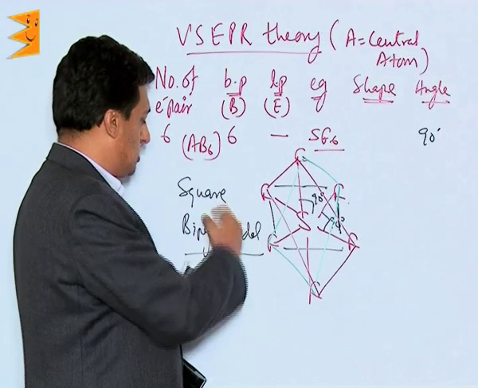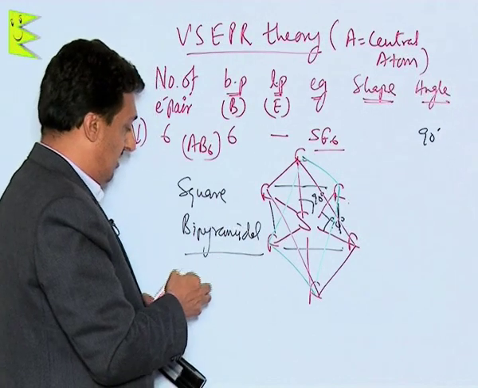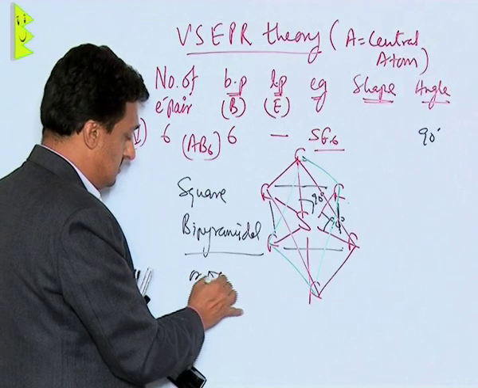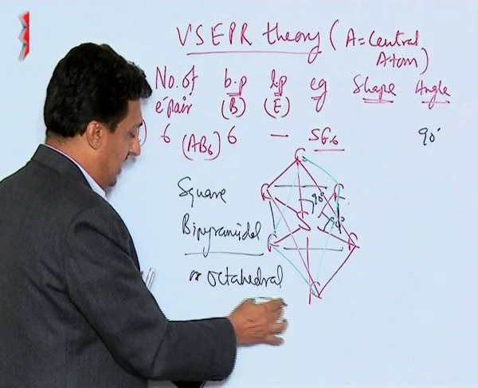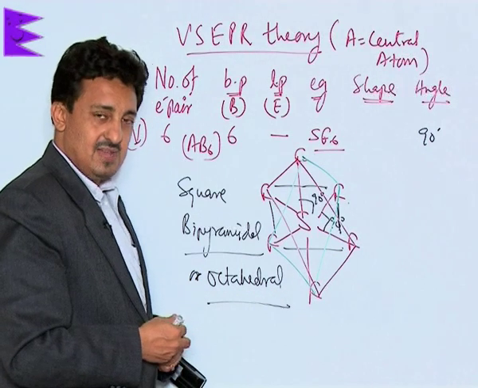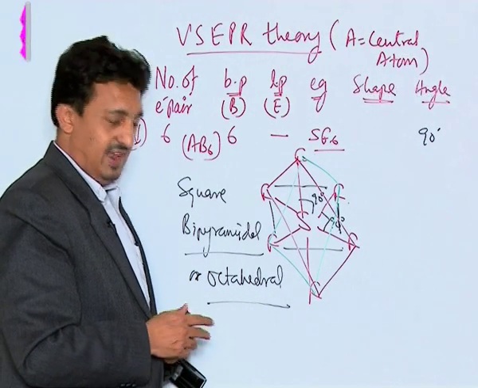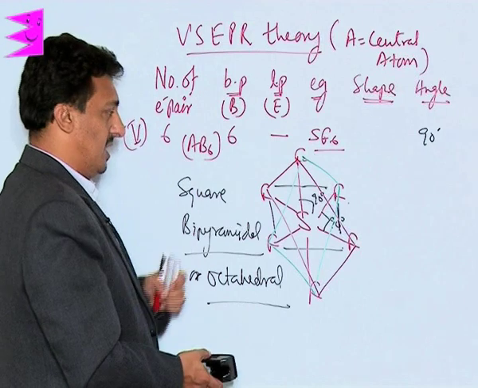So this is called square bipyramidal structure, which is also called octahedral shape. Octahedral means the structure which is having 8 faces. So this is one category.